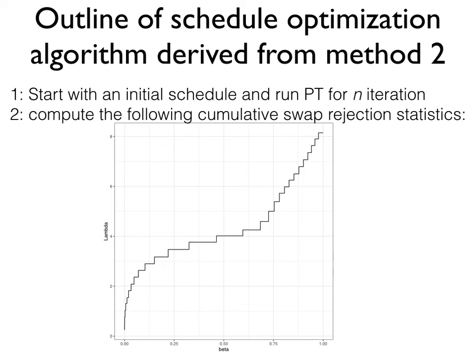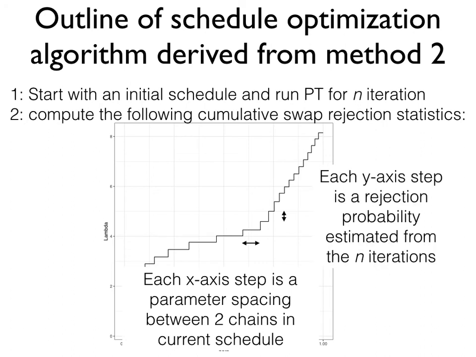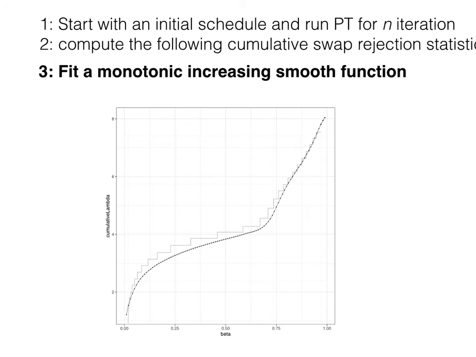So on this graph, the x-axis is the annealing parameter, and each x-axis step is a parameter spacing between two chains in the current schedule. The y-axis step is a rejection probability estimated between this pair of chains from the first n iterations. So we get that empirical, and if we normalize it, it would be like an empirical cumulative distribution, and we fit a monotonic increasing smooth function to it.